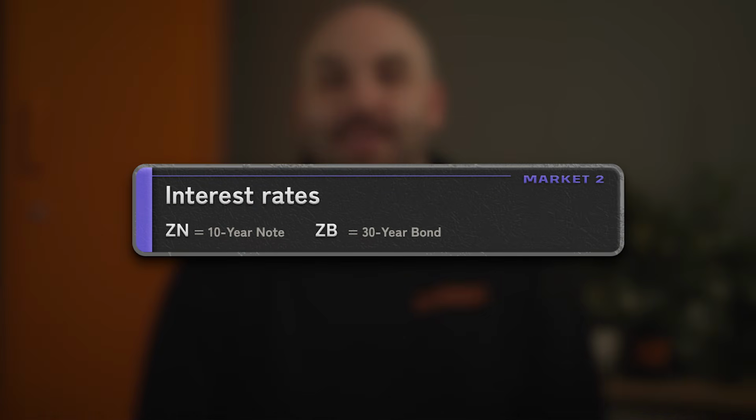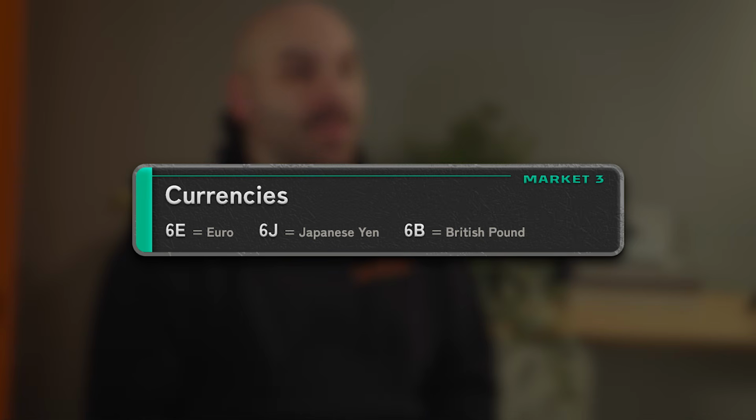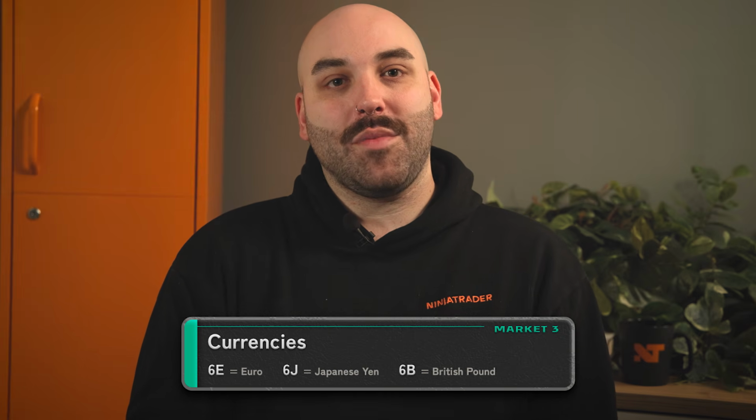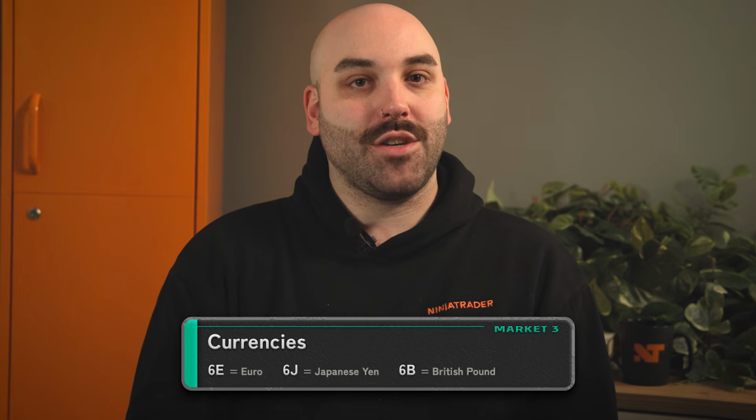Interest rate futures focus on instruments like U.S. Treasury notes and bonds. These contracts are closely tied to expectations around inflation, economic growth, and central bank policy, making them especially relevant during periods of macroeconomic change. Currency futures track exchange rates between major global currencies such as the euro, Japanese yen, and British pound, all against the US dollar. These markets can be used for speculation or to manage foreign exchange risk tied to international business activity. Financial futures tend to attract active traders, institutional participants, and those looking to respond to macroeconomic events that impact global markets.